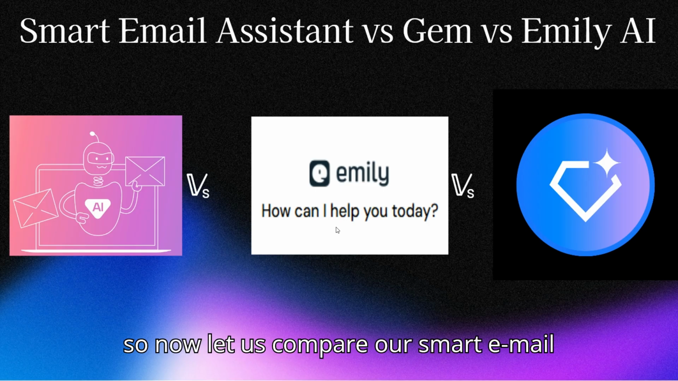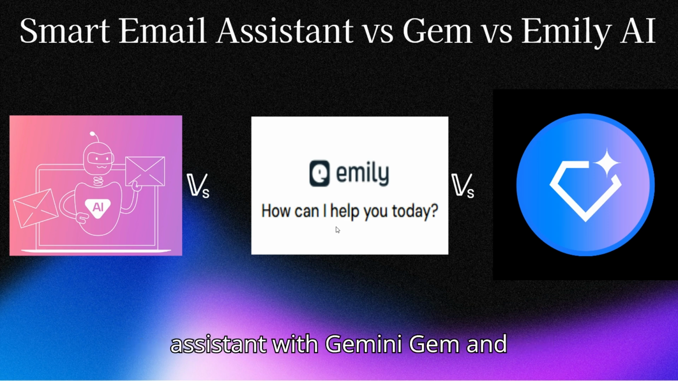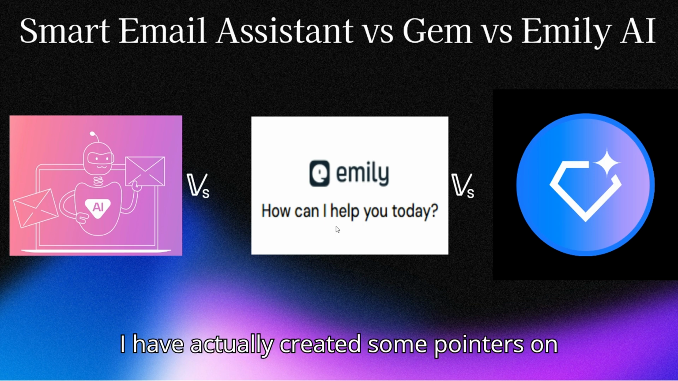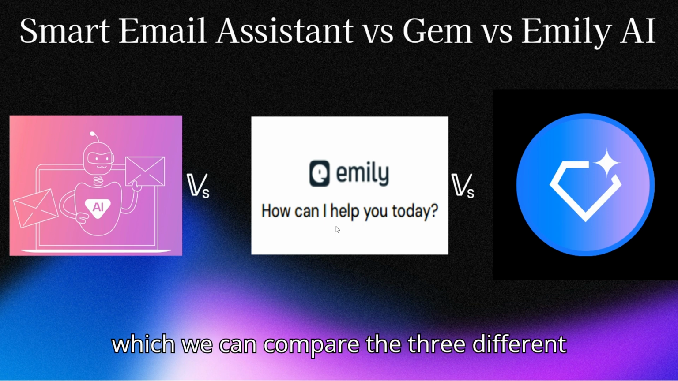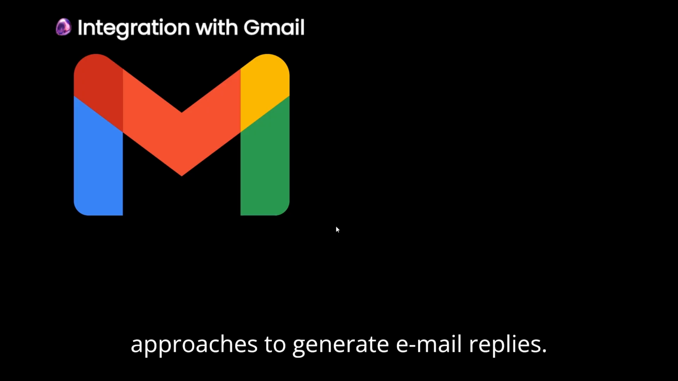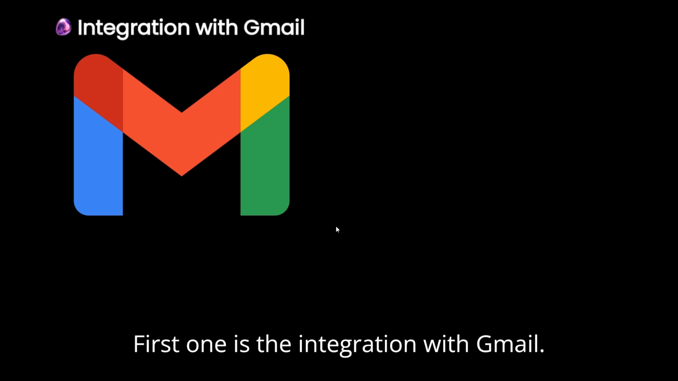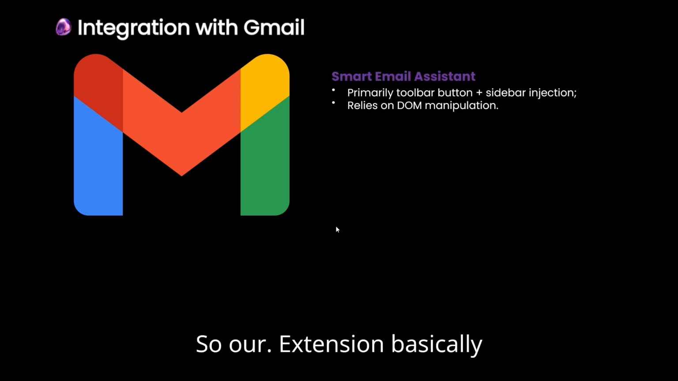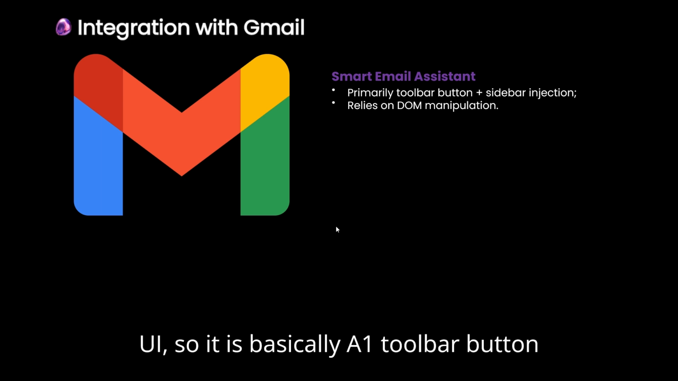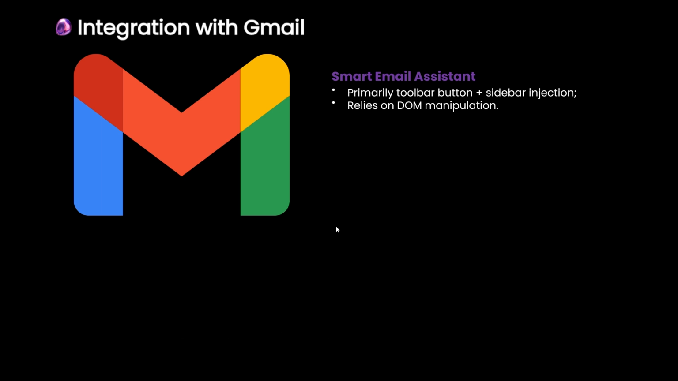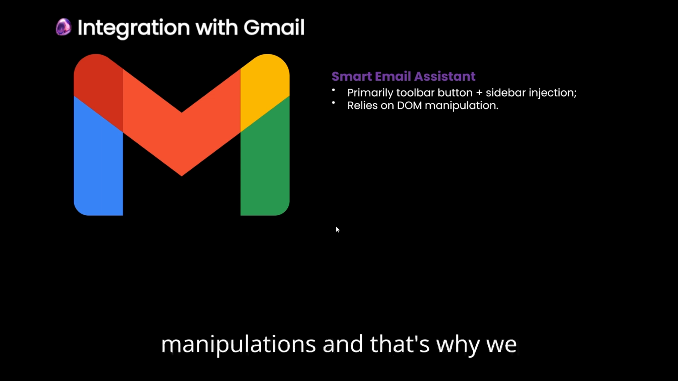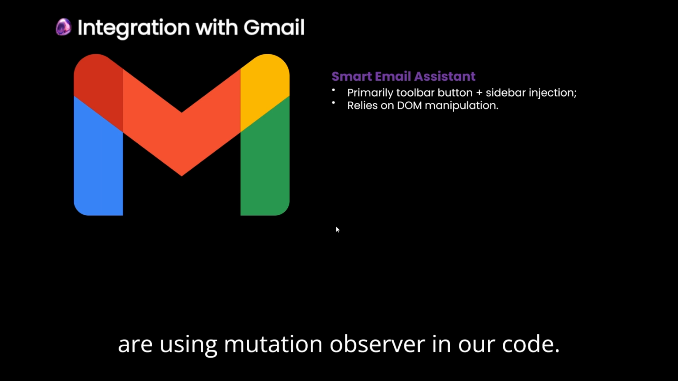Okay, so now let us compare our smart email assistant with Gemini Gem and Email AI. I have actually created some pointers on which we can compare the three different approaches to generate email replies. First one is the integration with Gmail. Our extension basically injects directly into the Gmail UI. It is one toolbar button and a sidebar injection as well, and it relies on DOM manipulations, and that's why we are using mutation observer in our code.